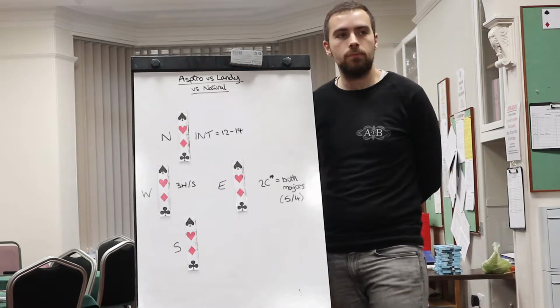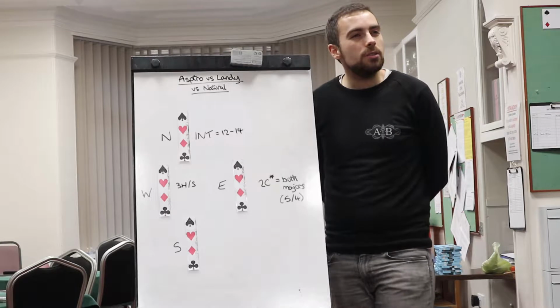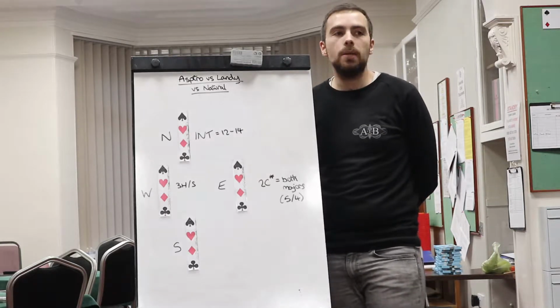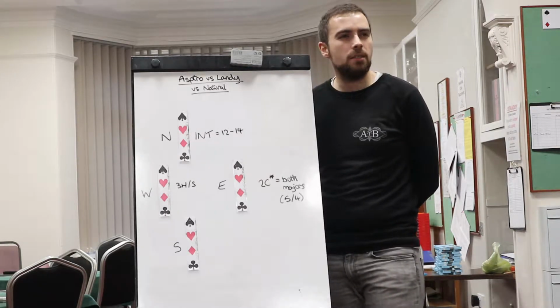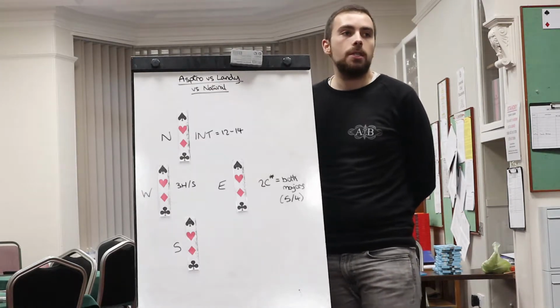Yes, Eric? Is there a minimum point score in Landy then? Normal overcalling points, so 10-ish. The more shape you've got, the more flexible you can be, so 5-5 I would go down to about 7 or 8. But yeah, just a normal overcall. They won't have 16 because they would have doubled in preference.